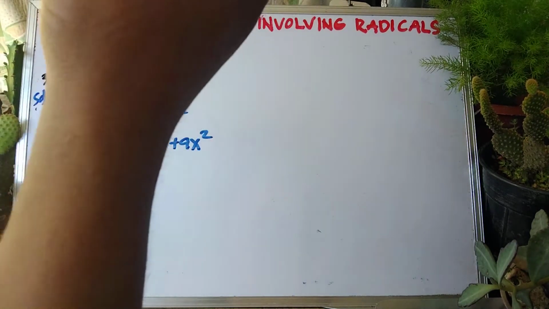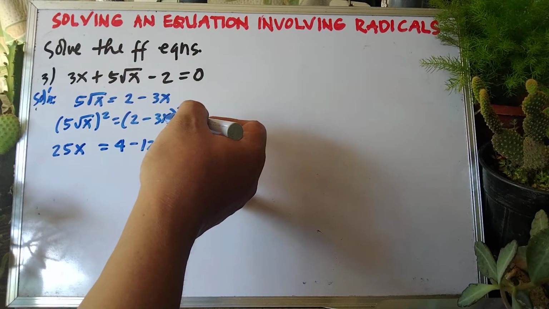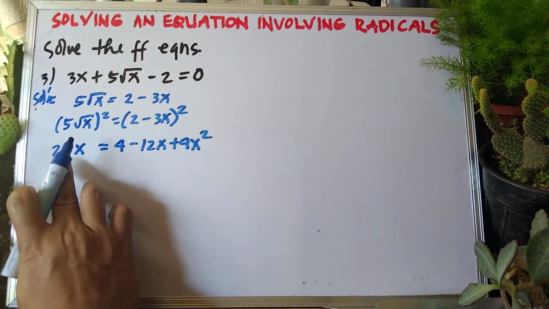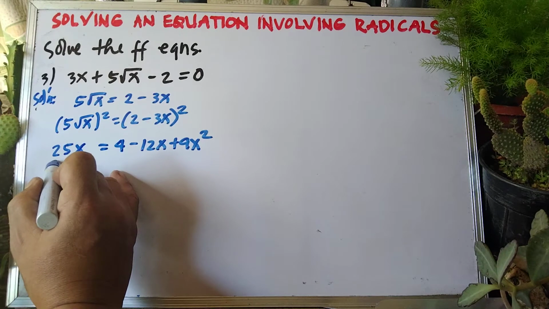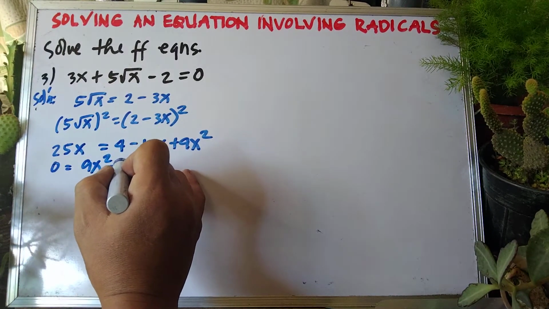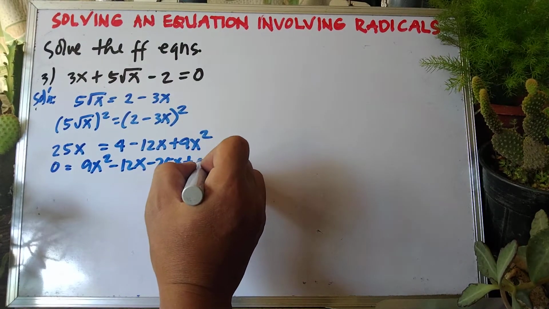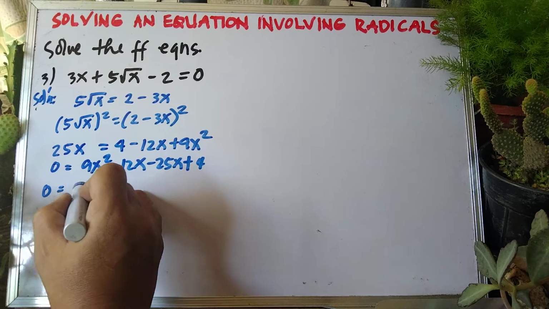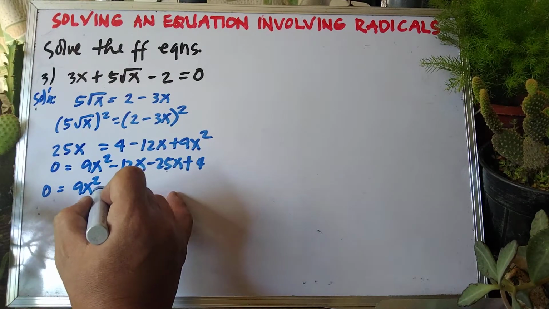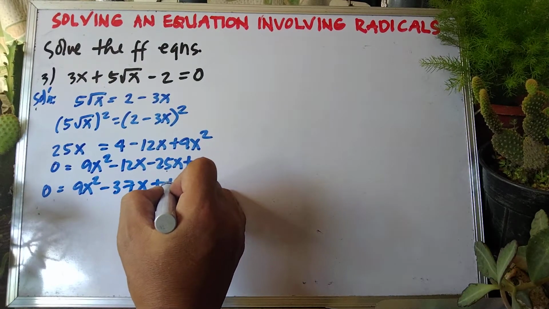Okay. Am I correct? 9x squared. 2 times negative 3, negative 6, negative 6, negative 12. Okay. So, let's solve. We will transpose 25x to the right side. So, 0 is equal to 9x squared minus 12x minus 25x plus 4. So, you have 0 is equal to 9x squared. What is negative 12 minus negative 25? That is negative 37x plus 4.